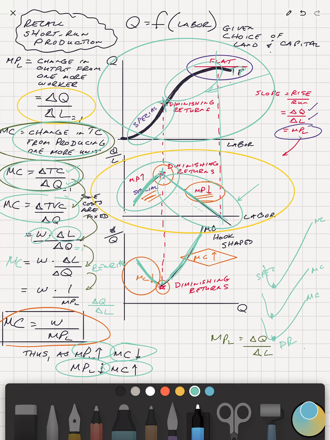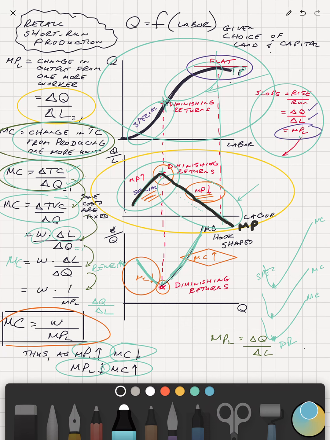Stop and think about this. Over here, the slope of your production function is equal to the rise over the run, right? That's equal to delta Q over delta L. Notice it's equal to the marginal product of labor. I'm going to draw your marginal product of labor curve here in dark black. It looks like that.